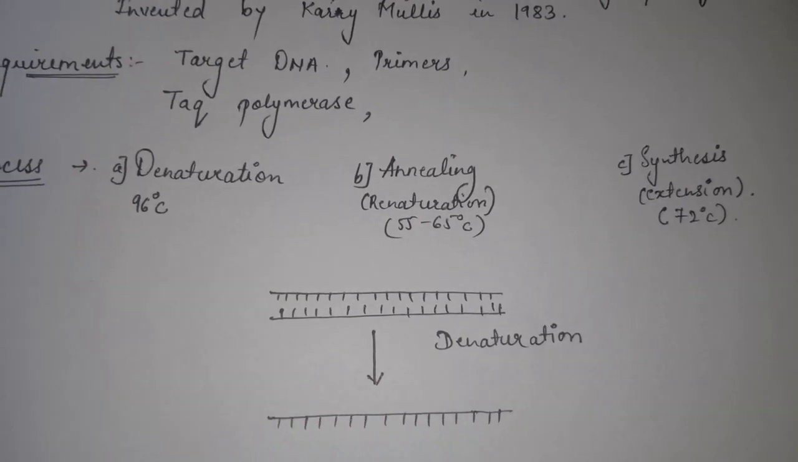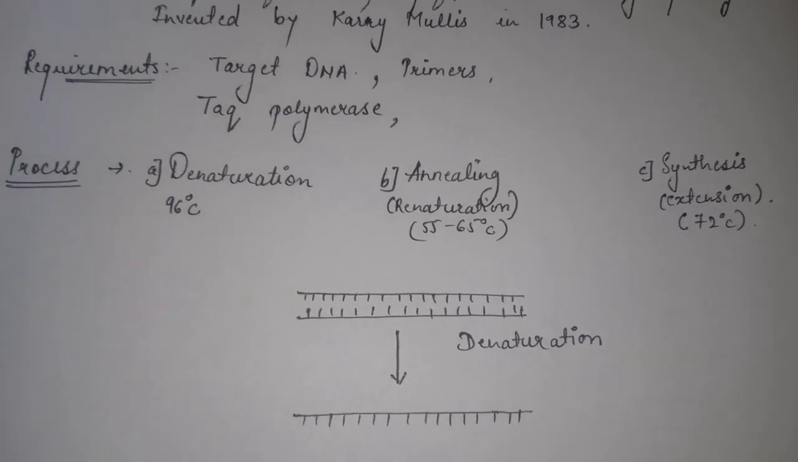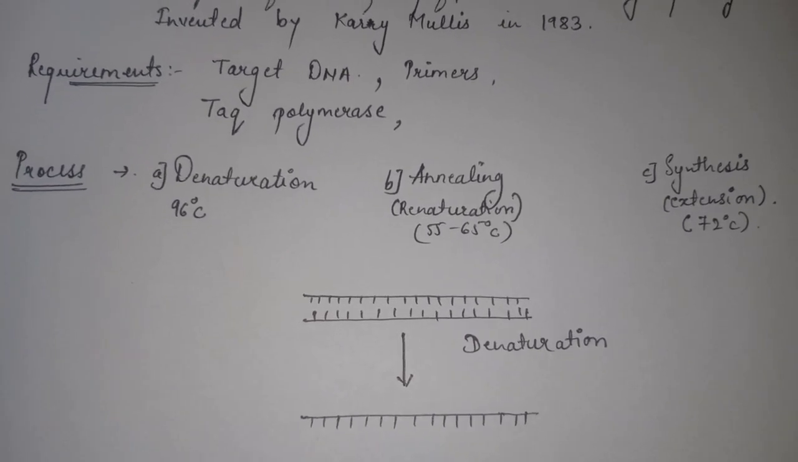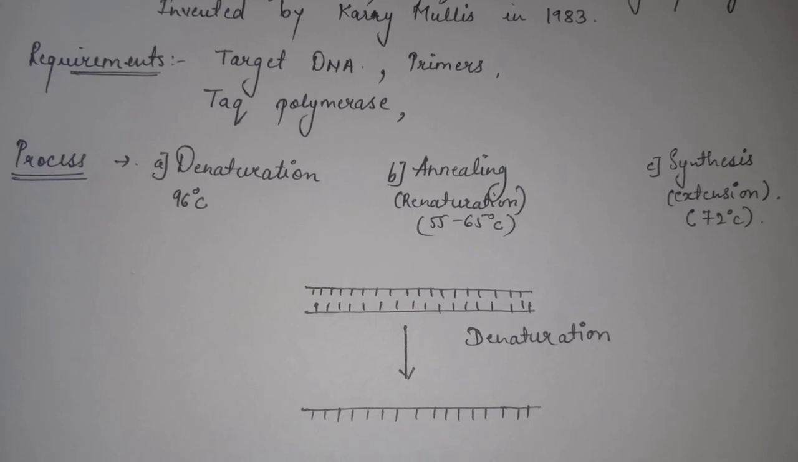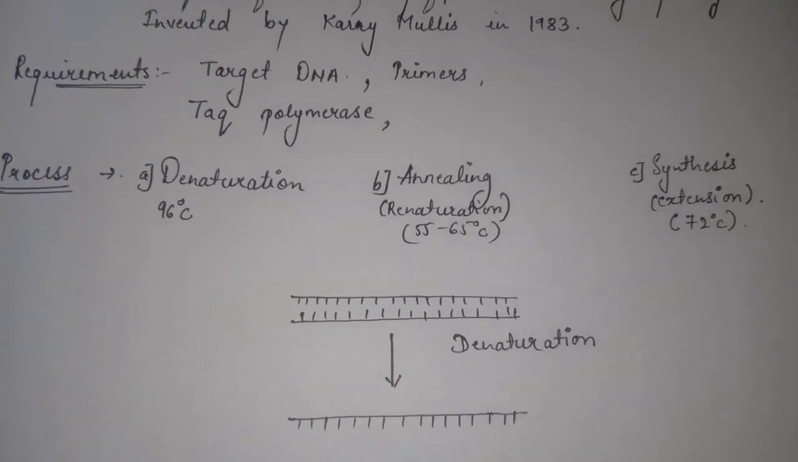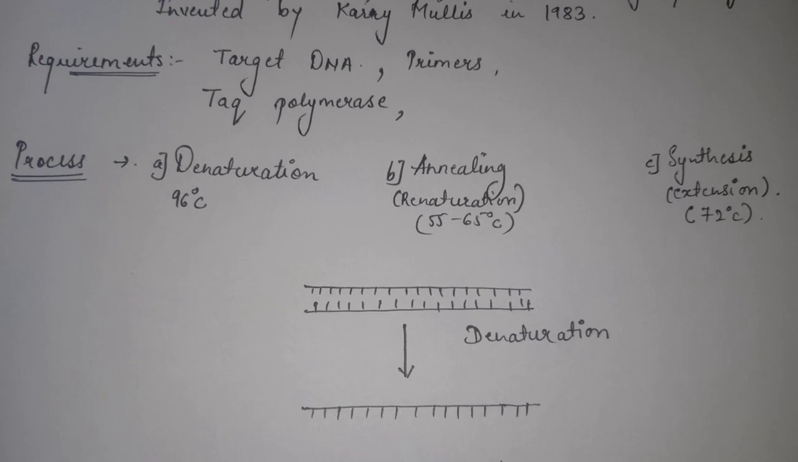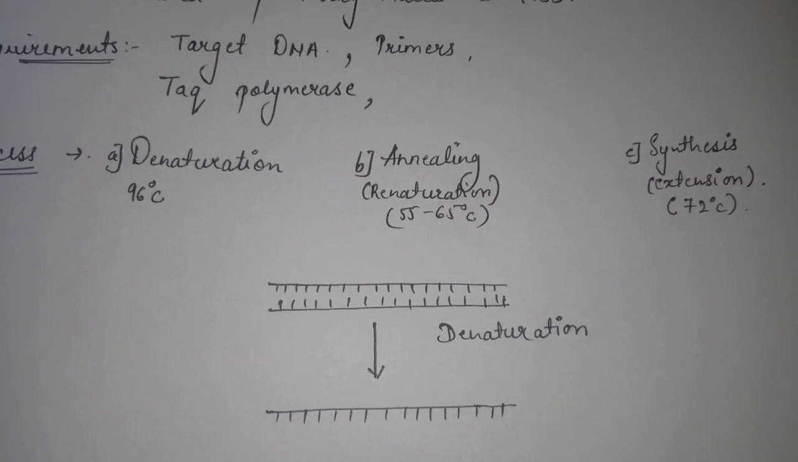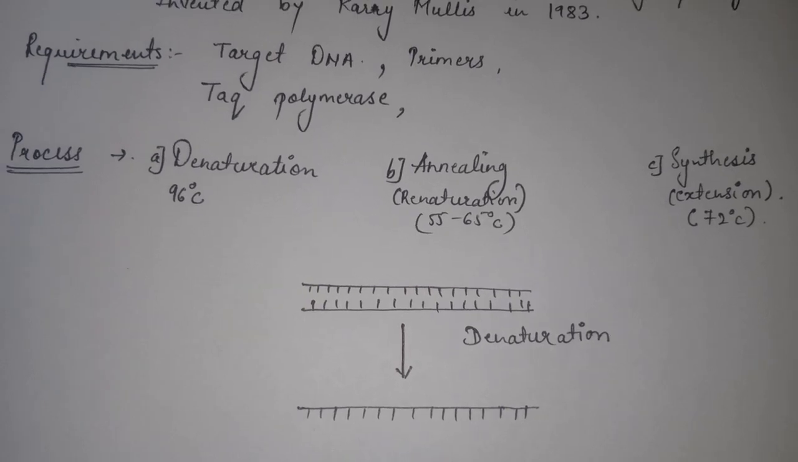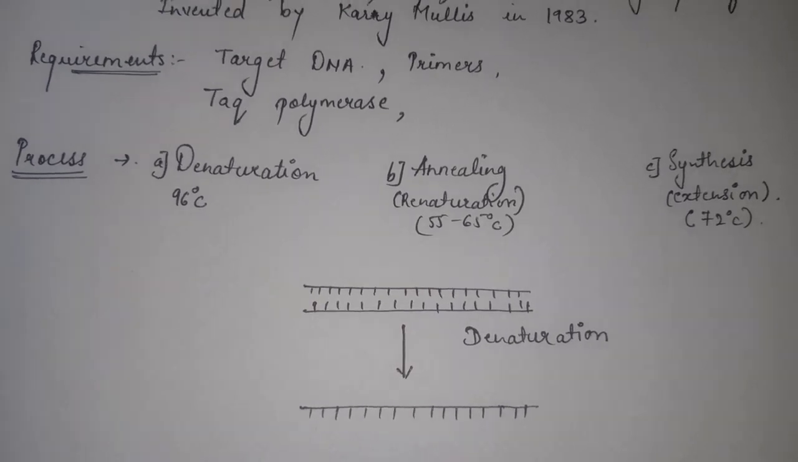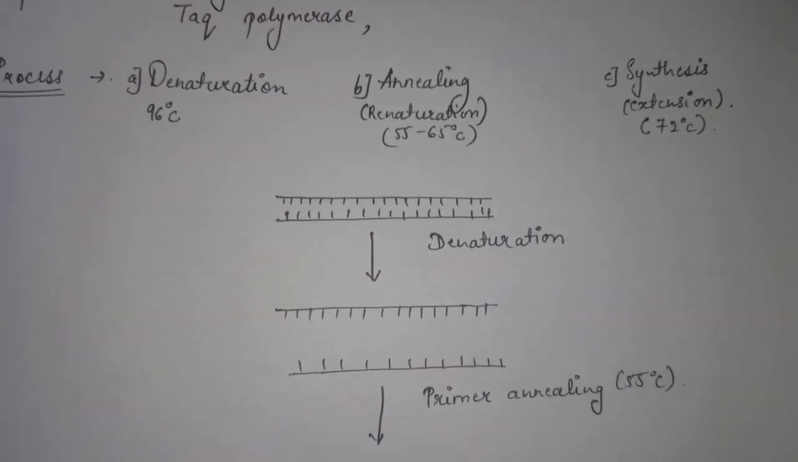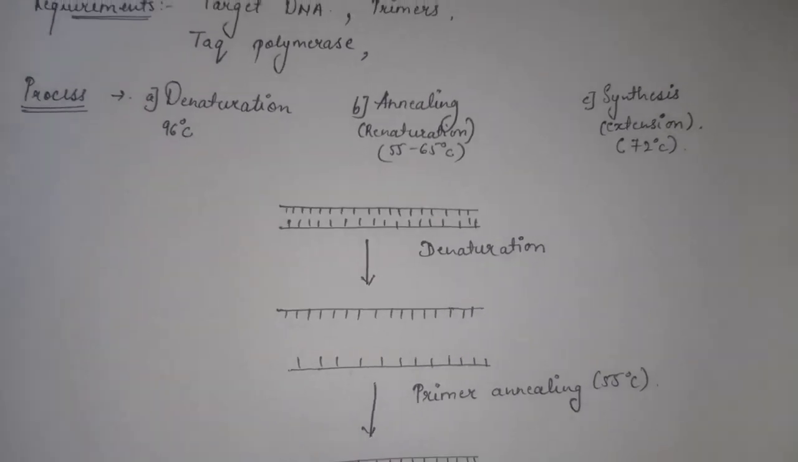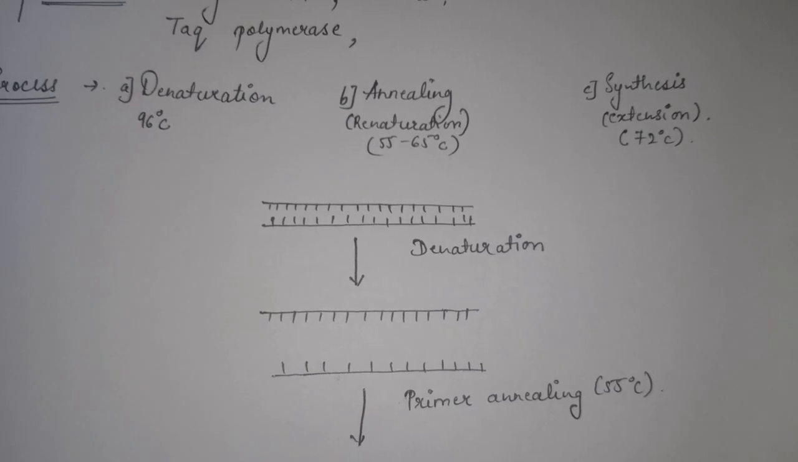Denaturation is nothing but a process where double-stranded DNA is exposed to a very high temperature, and due to that high temperature it starts getting separated, meaning the bonds between the nucleotides of the two strands will melt and it will separate, and you get single-stranded DNA. The temperature here is 96 degrees Celsius.